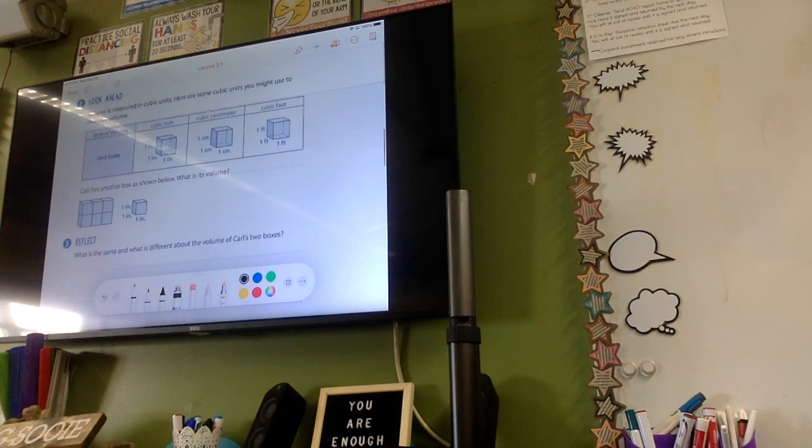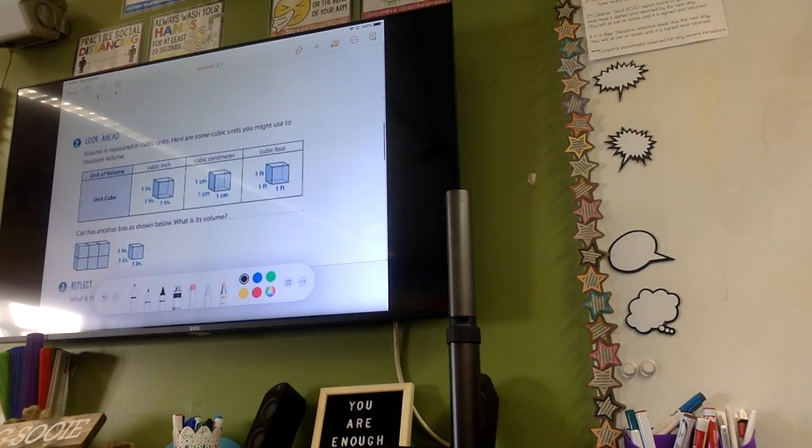So, all right, let's look at number 2. Volume is measured in cubic units. Does anybody know what the word cubic means? One single square unit. Luke, what do you think cubic means?